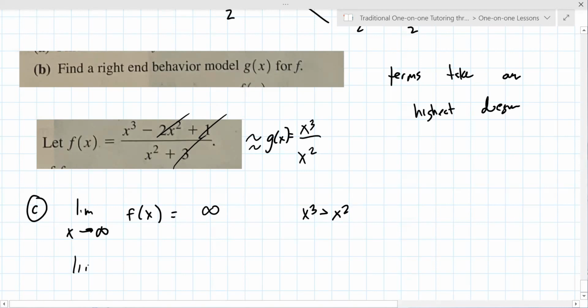And then it also asks for the limit. But if it's greater on the numerator than the denominator, it goes to infinity, and then if it's greater on the denominator, it goes to 0, right? Yes.